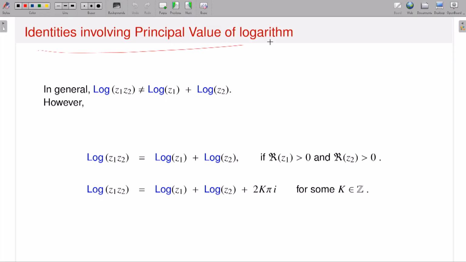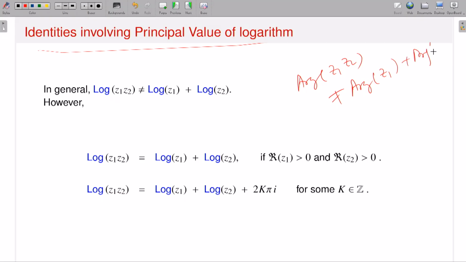Okay, so identities involving the principal logarithm are like identities involving the principal argument. For example, the principal arg of z1 z2 is not exactly equal to principal arg of z1 plus principal arg of z2, if you remember. Similarly, for the principal logarithm, capital log of z1 z2 is in general not exactly equal to capital log of z1 plus capital log of z2, because it involves the principal argument, which fails to satisfy this kind of property.